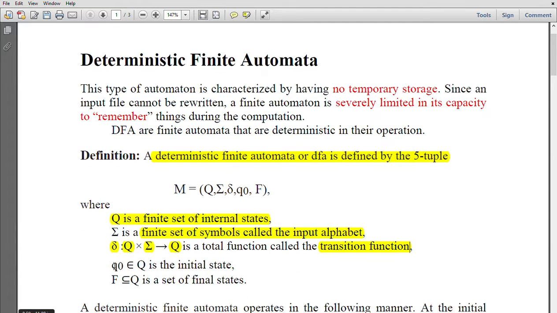The fourth tuple is q0, that is a member of capital Q, that is basically the initial state. And finally the fifth tuple capital F is the final state. This is a subset of Q. So whenever we have a DFA, it can have more than one final state. So capital F is the set of final states. It can be more than one also. It can be only one, it can be two, three, and others.